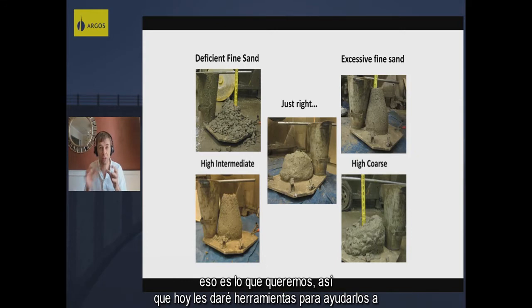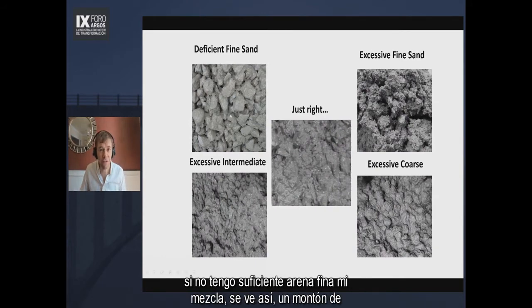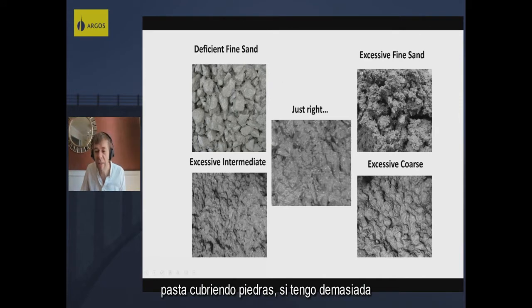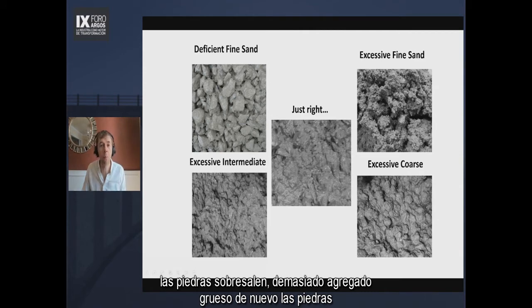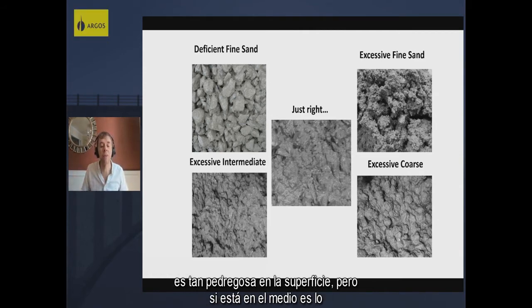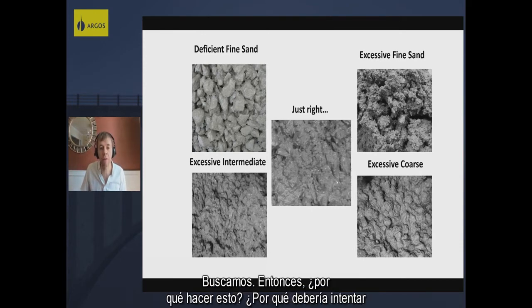And so I'm going to give you tools today to help understand this. Again, if you look at how finishing of the concrete works, if I don't have enough fine sand in my mixtures, it looks like this, a bunch of paste covering rocks. If I have too much fine sand, oh no, it's stiff and it's tough. If it's got too much intermediate, you can see the rock coming out. Too much coarse aggregate. Again, the rock, it's so rocky at the surface, but then in the middle here, that's just right. That's what we're hoping for. That's what we're aiming for.